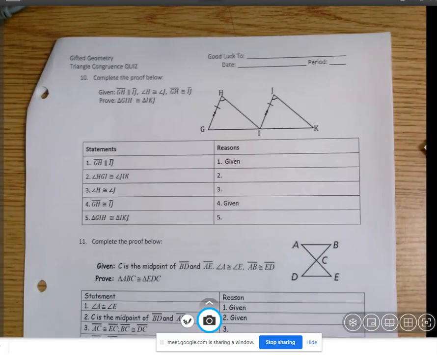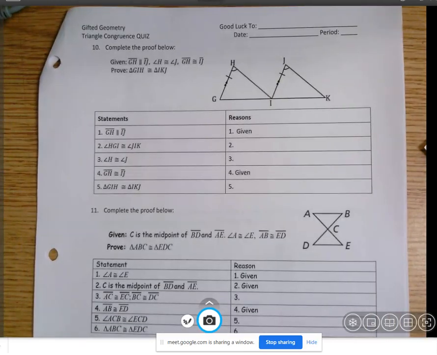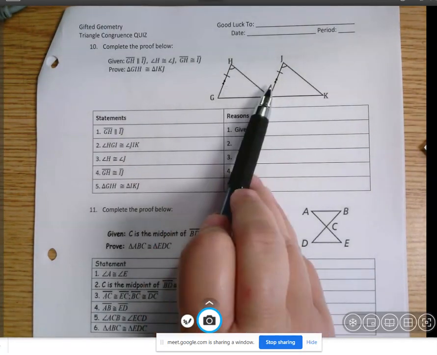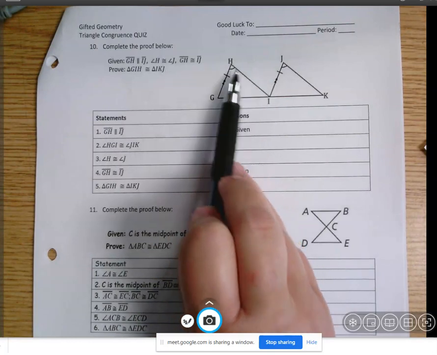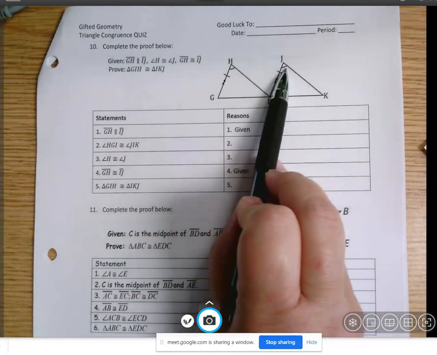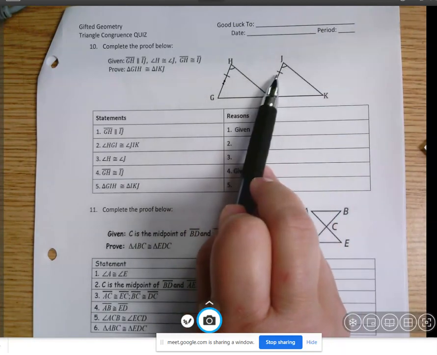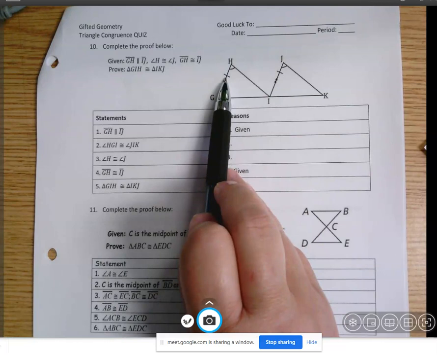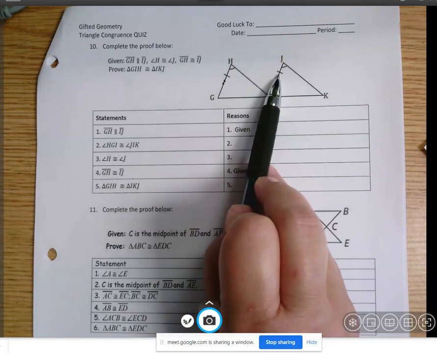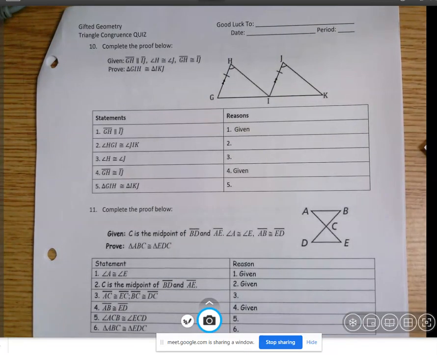Next up, we got some proofs. Complete the proof below. Given GH is parallel to IJ, and that's already marked with those little arrows. Also that angle H and angle J are congruent, also marked, and given that GH is congruent to IJ. So that's this little mark right here. Okay, that's what we're given. I'm supposed to prove that the triangles are congruent.